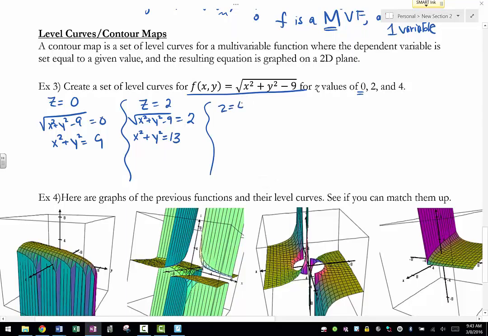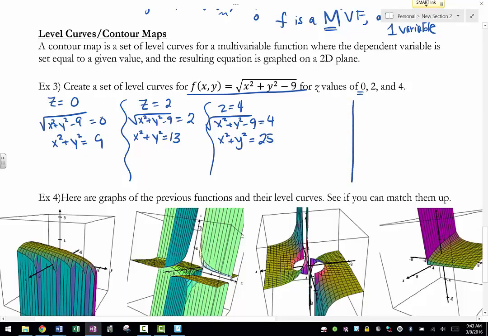If z equals 4, I have the square root of x squared plus y squared minus 9 equals 4. Again, setting this equal to the value, square both sides and add the 9, and I get 25. X squared plus y squared equals 9, x squared plus y squared equals 13, and x squared plus y squared equals 25 are all circles.